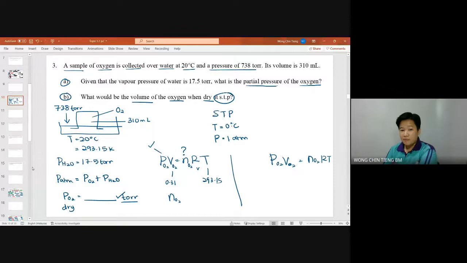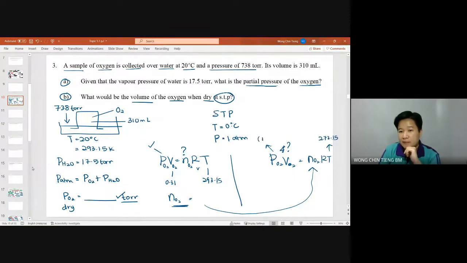Alright, here the number of mole is already there. So the number of mole that you found here, you bring and put it here. Because the number of mole does not change, it is the same gas. Right? The volume and the pressure change. The volume is the one that we are looking for. The pressure and the temperature change. 273.15, pressure 1 atm. See?